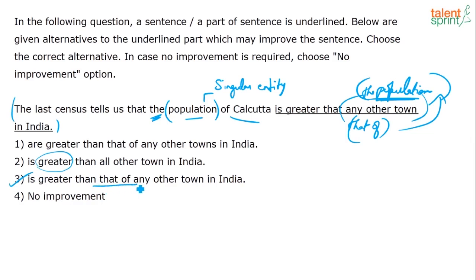So, "that of" is representing population, because that's the comparison. The last census tells us that the population of Calcutta is greater than that of, meaning greater than the population of any other town in India. These are called dangling modifiers. We need to break down the sentence and see, especially when there is comparison involved, if the meaning is clear and complete. Usually this is another very basic type of error you will find with comparisons: "that of" will be missing. You'll just have to figure out what is compared in the context.